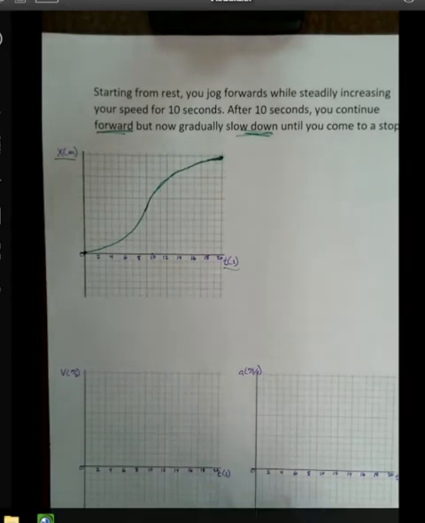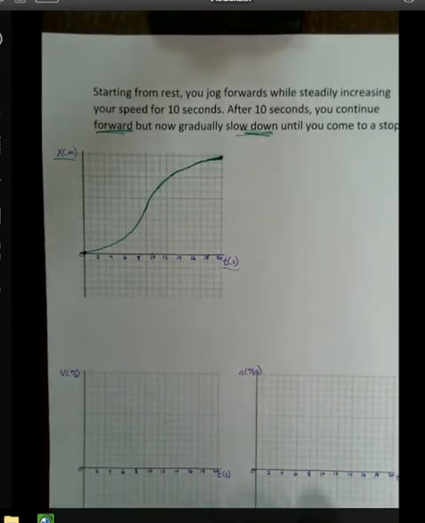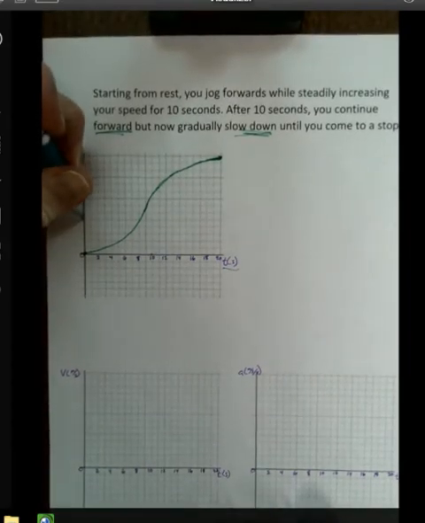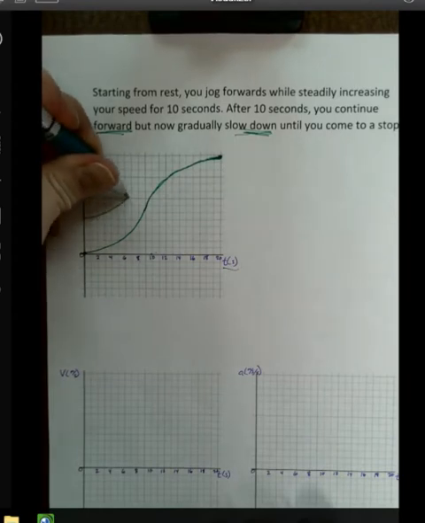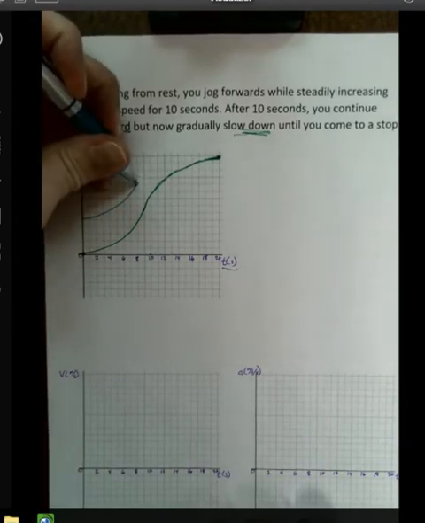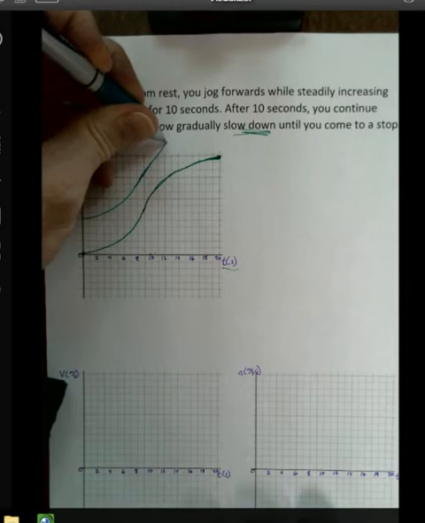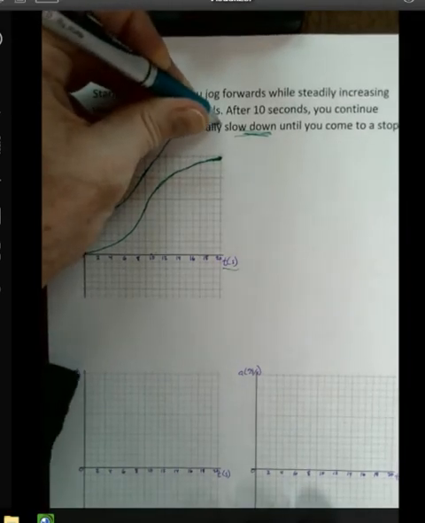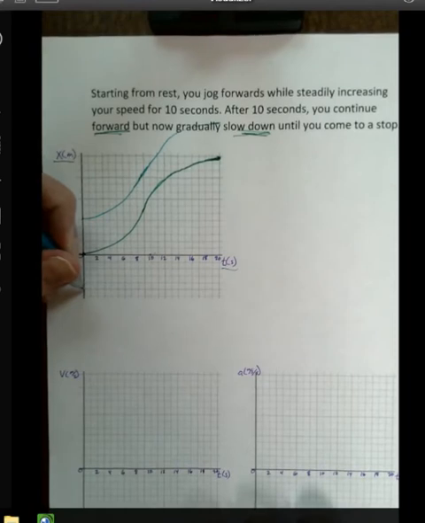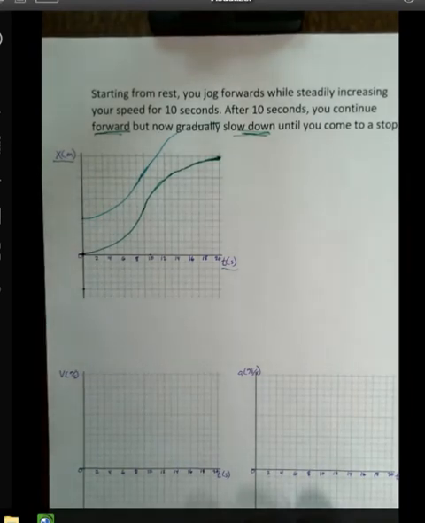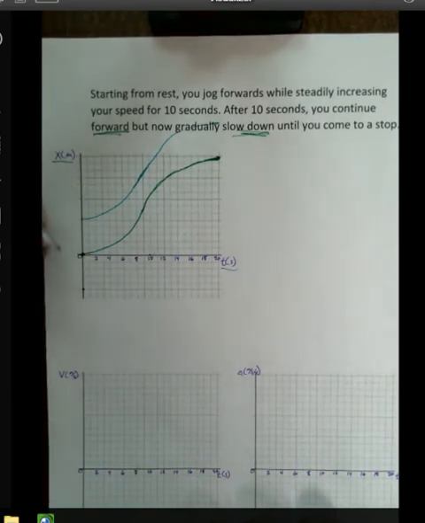I could have drawn a graph that looks the same shape, but starting at any other position, because I didn't actually have information about position to work with here. So I could have drawn a graph that started at a higher value for position and increased in slope until we get to 10 seconds, and then after 10 seconds decreases in slope until it flattens out. Or I could have drawn a graph that starts behind the zero place. The zero place isn't a special location. It's just where we happen to set the zero of our meter stick.